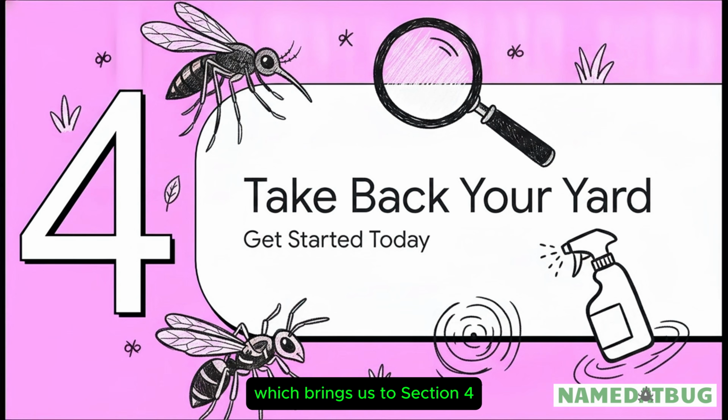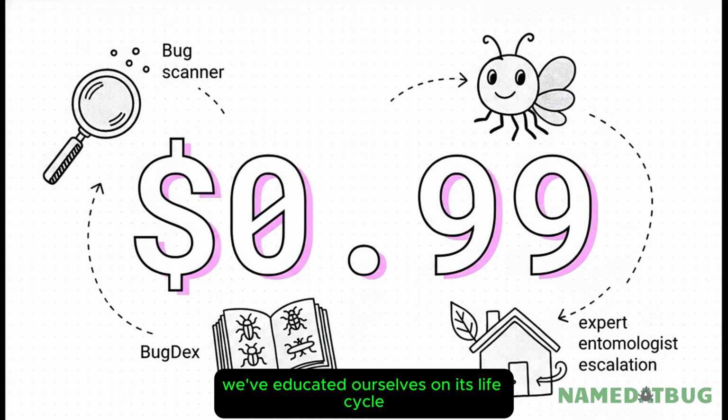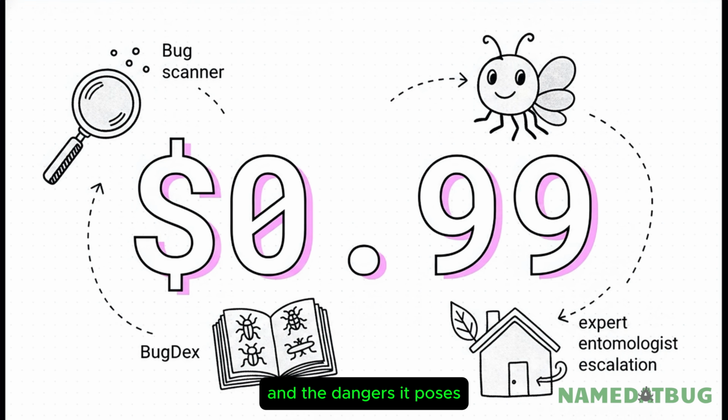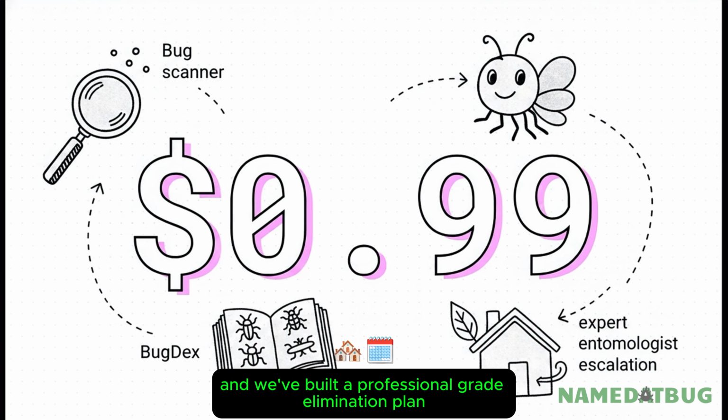Which brings us to Section 4, Take Back Your Yard. All right, so we've scanned the threat, we've educated ourselves on its life cycle and the dangers it poses, and we've built a professional-grade elimination plan.